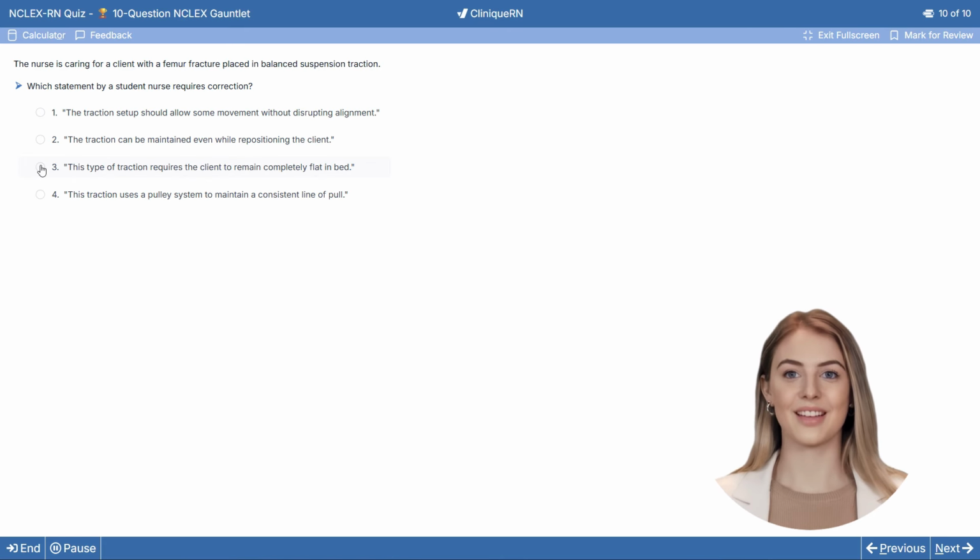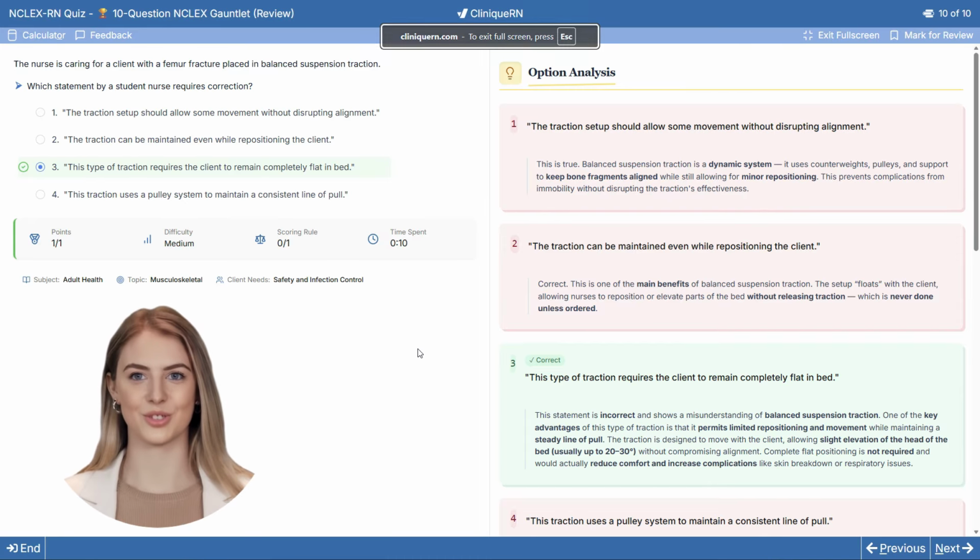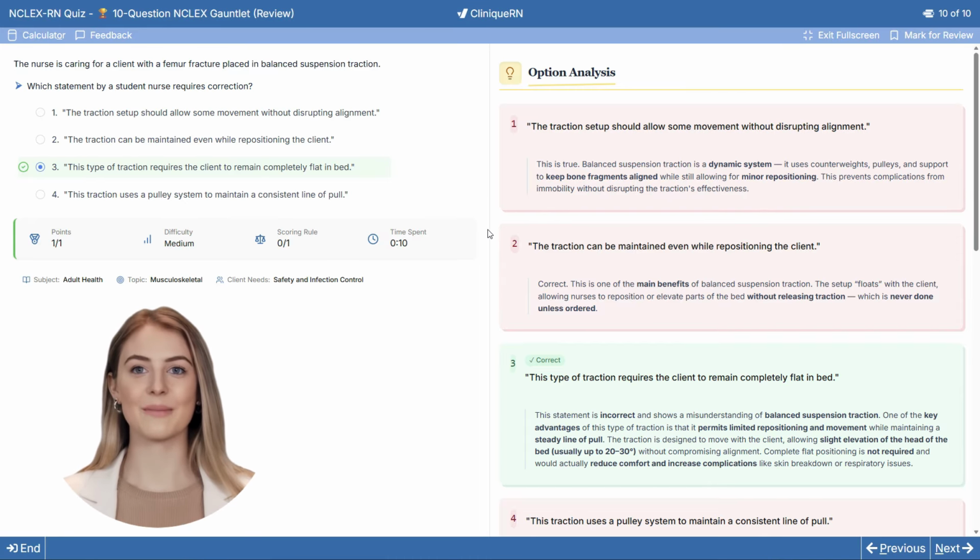Correct answer: this type of traction requires the client to remain completely flat in bed. Now the rationale. That statement is not true. And it shows a misunderstanding of how balanced suspension traction actually works. The whole point of this traction system is that it moves with the client, maintaining alignment while still allowing limited repositioning. Let's look at each statement.